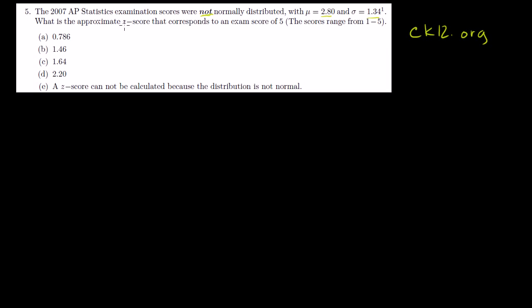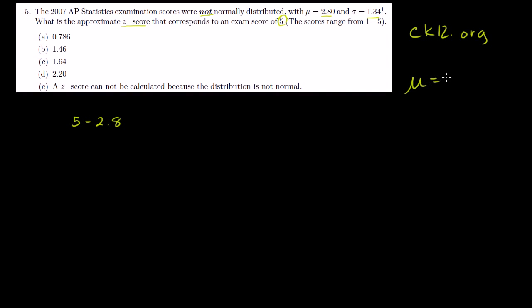What is the approximate z-score? Remember, z-score is just how many standard deviations you are away from the mean. What is the approximate z-score that corresponds to an exam score of 5? This is a pretty straightforward problem. We just need to figure out how many standard deviations 5 is from the mean. Well, you just take 5 minus 2.8.